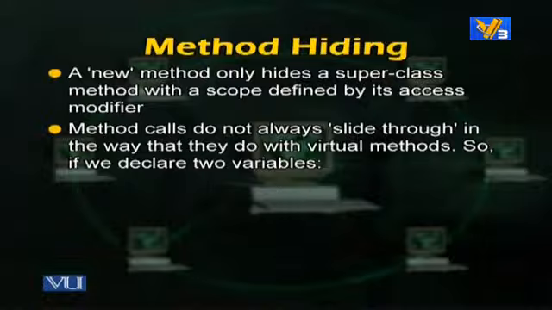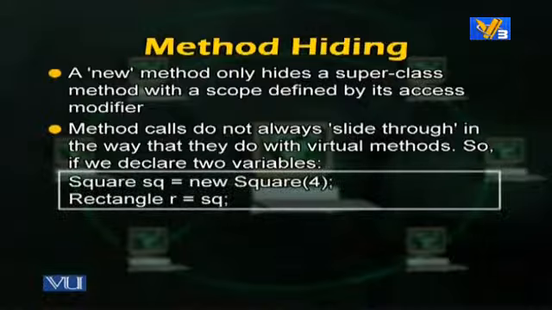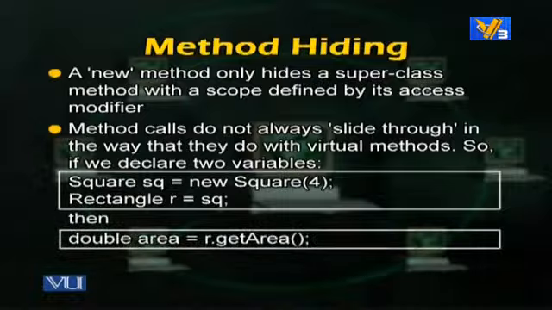So if we declare two variables like square sq is equal to new square and rectangle r is equal to sq, now that is basically this sq has been converted into r, then double area is equal to r dot get area. In this particular case, since we have used the new keyword, the rectangle's method will be used. So it does not slide through like the case when we have the virtual method.